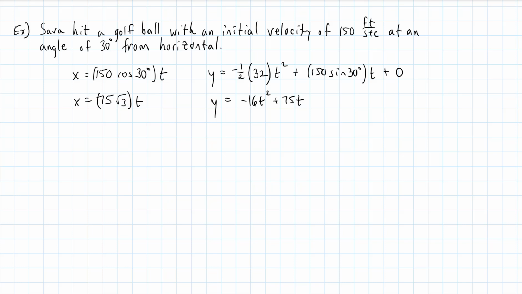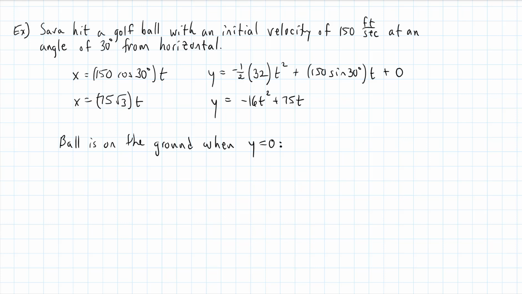One of the things we might be interested in is, when was the ball on the ground? We know it starts on the ground, but when was it on the ground again? Because if you knew where the ball landed, that's all kinds of great information. You know how far the ball went and how long it was in the air. So let's figure out when the ball was on the ground. The ball is on the ground when its height is 0.